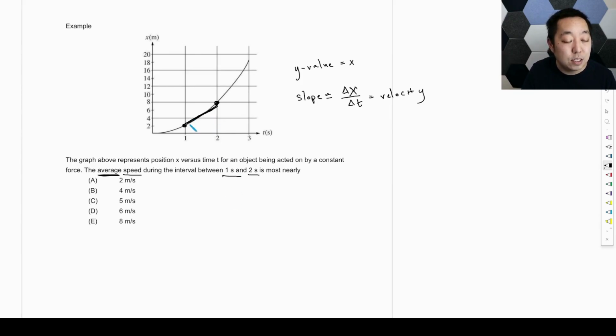So that's going to be the displacement. So let's see, we're going to go over 1 here. And what's the rise? You're going to go from about 2 to about 8. So that's 8 minus 2. That's 6. So that's going to be 6 meters. And the top unit is meters, right? And then the bottom unit is seconds, right? Because this is meters, this is seconds. So it would be meters per second. So that's 6 meters per second there.